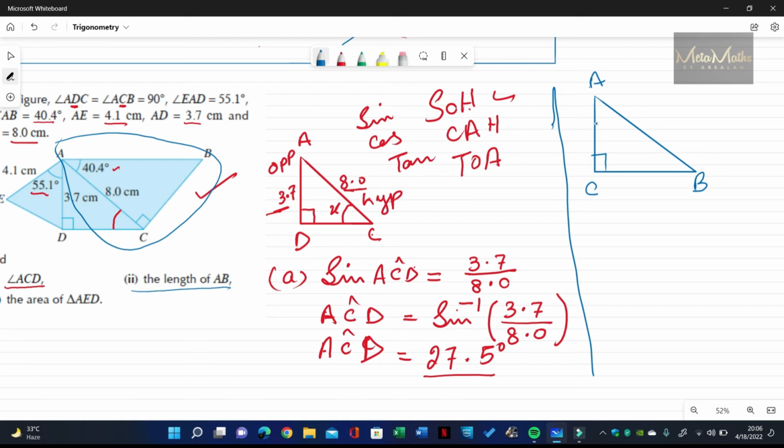Now I need to check what is given. This angle is given, angle at A is 40.4. Similarly, the length AC is given 8.0. You see, I have just rotated this triangle in a straight triangle so that we can easily understand. And we need to find the length of AB. Now, I think you have guessed it, that we need to find hypotenuse, and because angle is here, so this side will be the adjacent side.